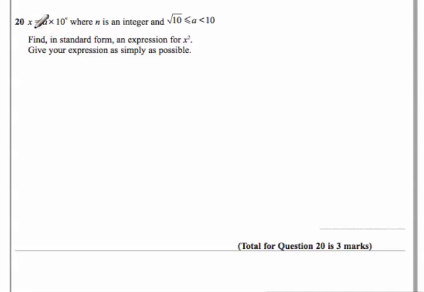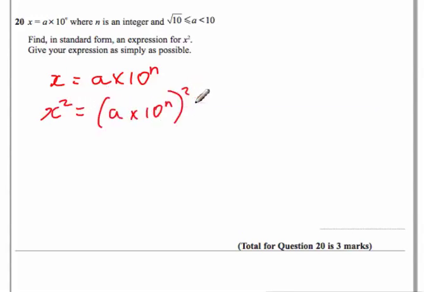Right, so they want an expression for x squared in standard form. So if x equals a times 10 to the power of n, which is what that says, then x squared must be, well, we're just going to square all that, which will be a squared times 10 to the 2n, and we just multiply across there, don't we? That's 2n. Okay. Now, you might say, well, why isn't that it? Why can't I just write that?